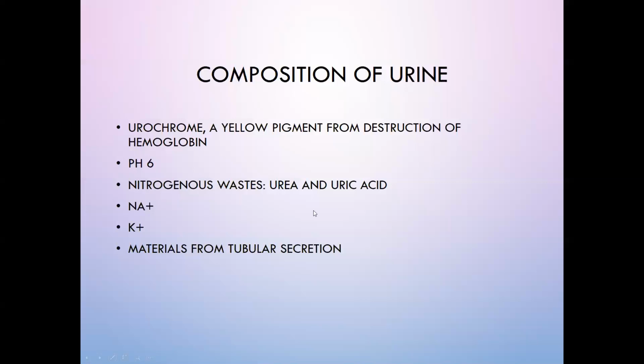We should have nitrogenous waste, obviously, urea and uric acid, creatinine too. I should put that on there, but whatever. We can have some sodium in there and potassium in there. And then whatever materials from tubular secretion. Okay, because we're trying to maintain our electrolyte balance. So it just depends on what we're eating, you guys, obviously.